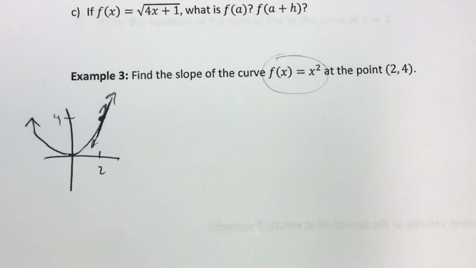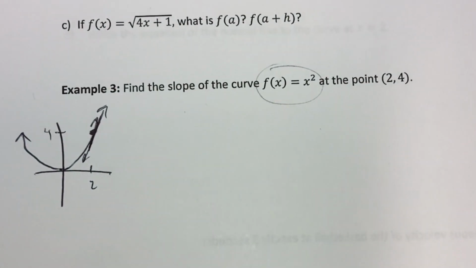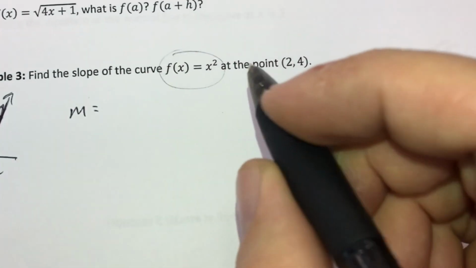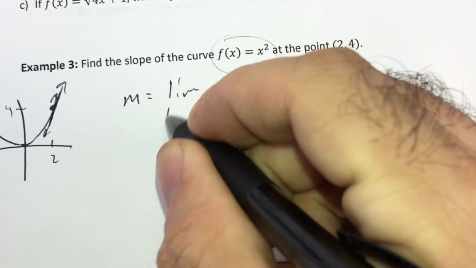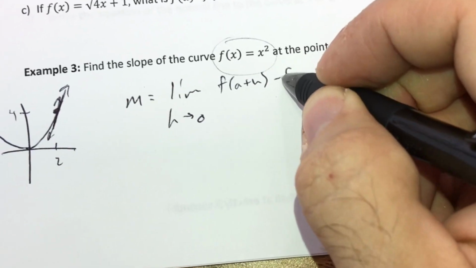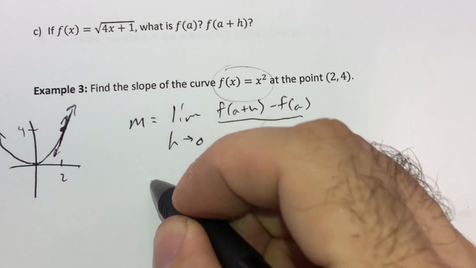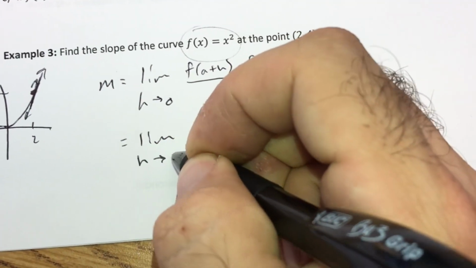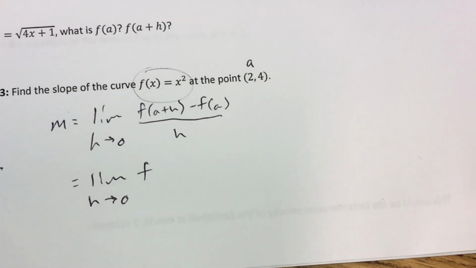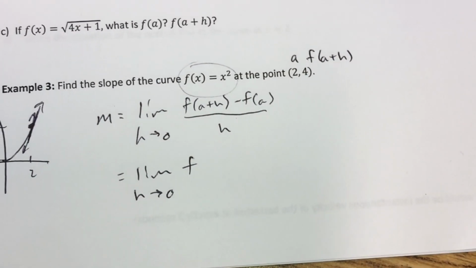So there's a tangent line that touches the curve only once. I want to find the slope of that line, but using only one point. So here's what we're going to do. We're going to take the slope, and this is called the difference quotient. Take the limit as h approaches 0 of f of a plus h minus f of a all over h. Now in our case, we have the limit as h approaches 0. In our case, a is 2.